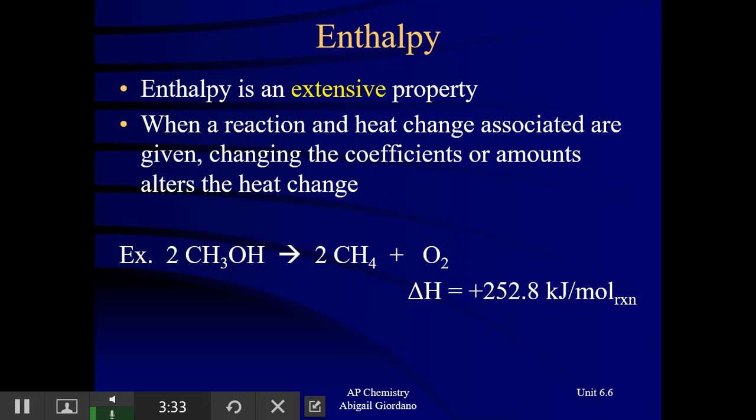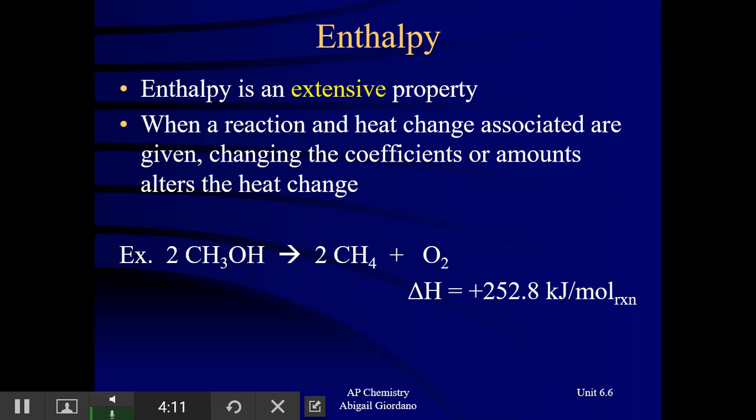In terms of how we are going to see it, that's really going to play into the coefficients that are written in. Okay, so I've given an example here of a decomposition reaction, and you'll see that there is a delta H associated with it. It's positive. And I want you to look at the units. It says kilojoules per mole of reaction. Let's talk about what that means. That means that is the heat change associated as long as those coefficients stay the way that they are.